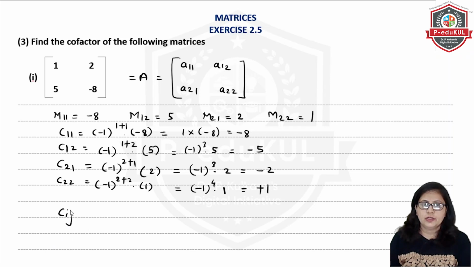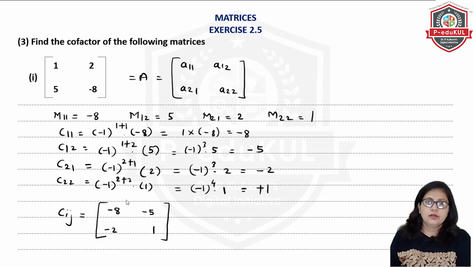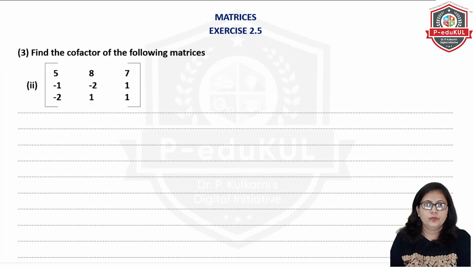So I'll write it here. Cij matrix will be what? Minus 8, minus 5, minus 2, plus 1. So these are the values for Cij. Now we will do the next sub question.